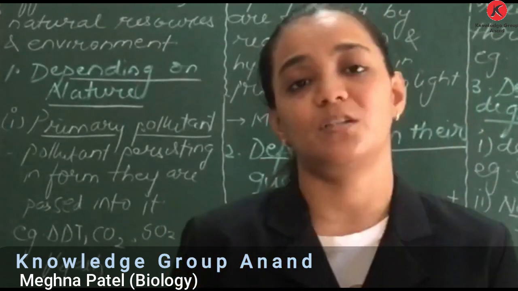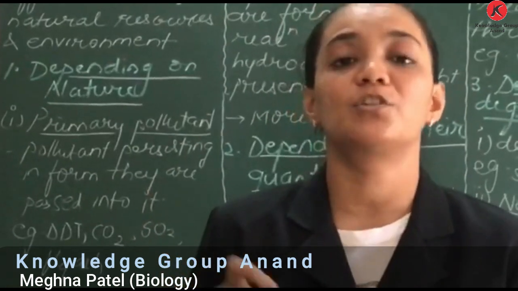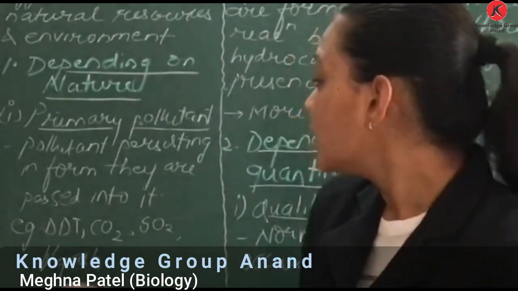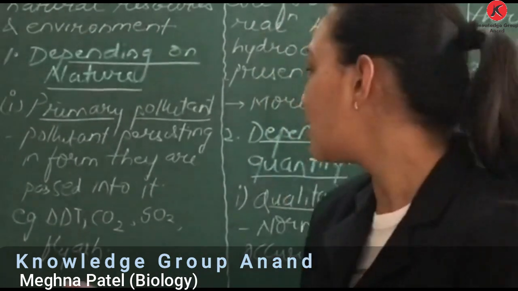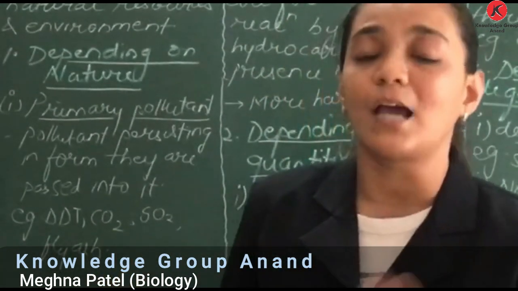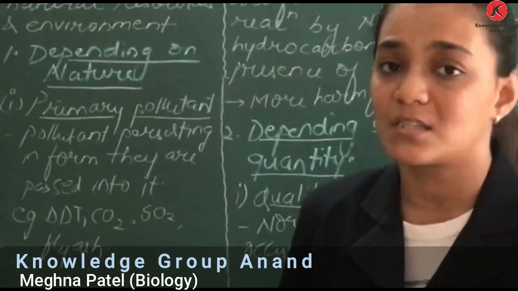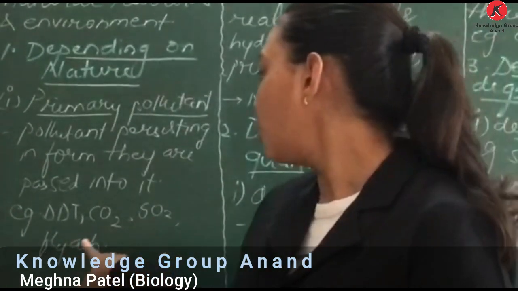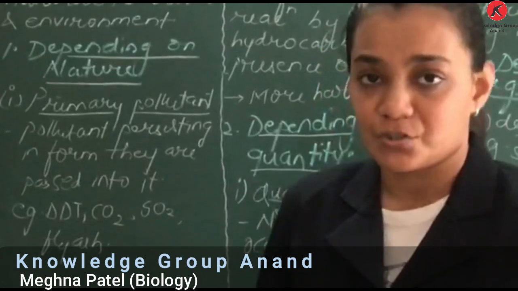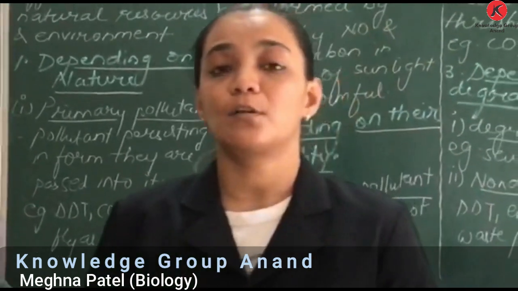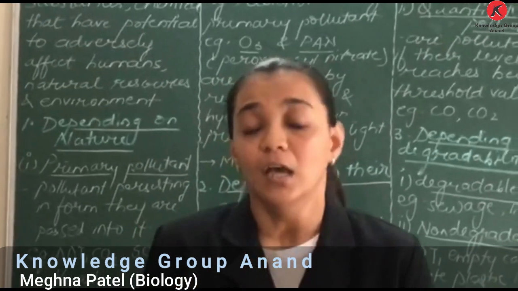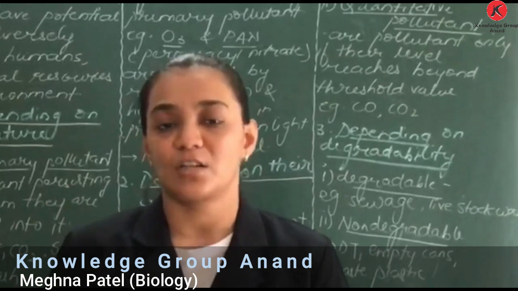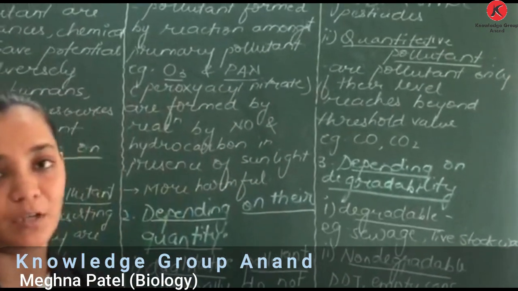They remain persistent in the form in which they actually were. These are DDT. DDT does not undergo any changes. Carbon dioxide at a higher level, CO2, can also be considered as a pollutant. SO2 and fly ash are some of the examples of the primary pollutants. मतलब pollutants nature में आने के बाद अगर बिल्कुल भी change नहीं हो रहे and they remain as it is, such pollutants are primary pollutants.